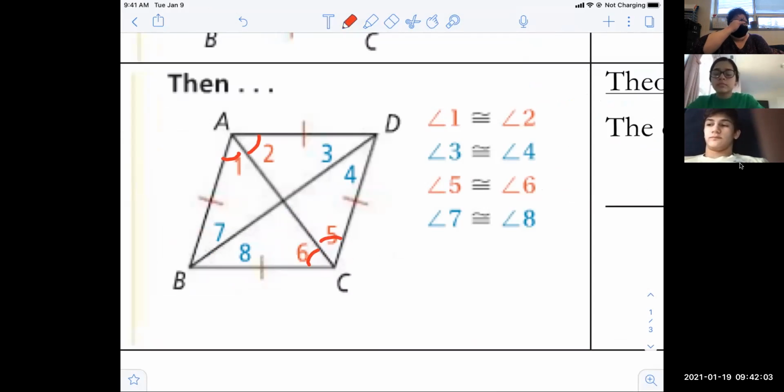Maya. Okay. It's a parallelogram, so the opposite angles have to be congruent. So that means, however, those two are split up, it's going to have to be the same situation down here. Also remember that these angles are what?